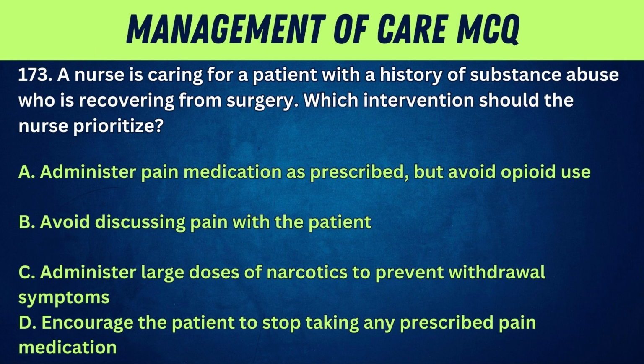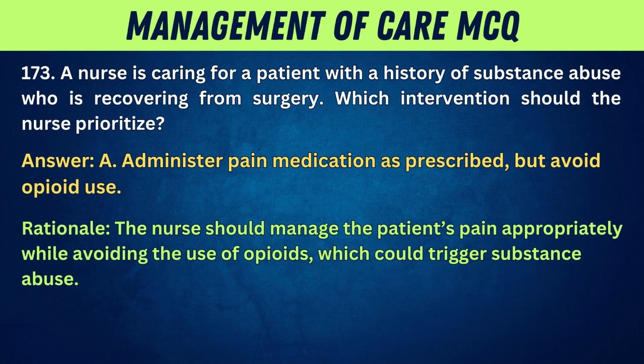173. A nurse is caring for a patient with a history of substance abuse who is recovering from surgery. Which intervention should the nurse prioritize? A. Administer pain medication as prescribed, but avoid opioid use. B. Avoid discussing pain with the patient. C. Administer large doses of narcotics to prevent withdrawal symptoms. D. Encourage the patient to stop taking any prescribed pain medication. Answer. A. Administer pain medication as prescribed, but avoid opioid use. Rationale. The nurse should manage the patient's pain appropriately while avoiding the use of opioids, which could trigger substance abuse.